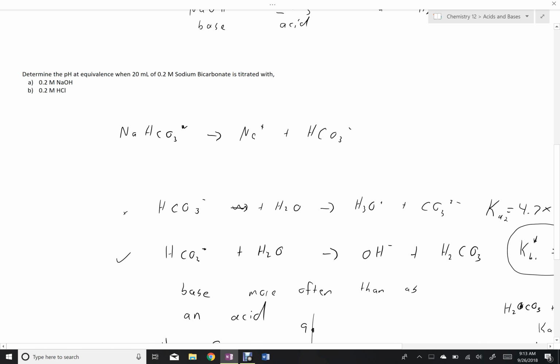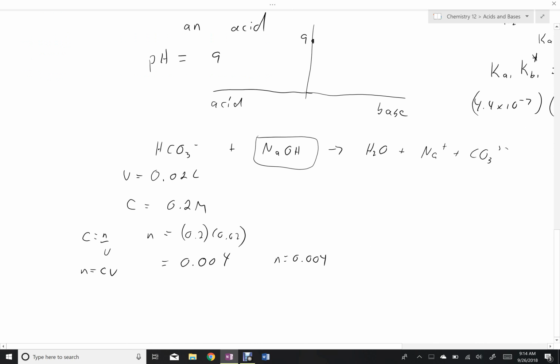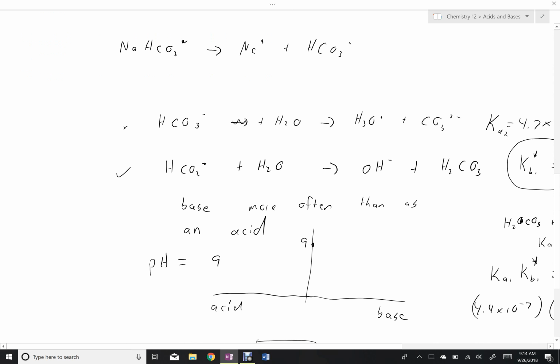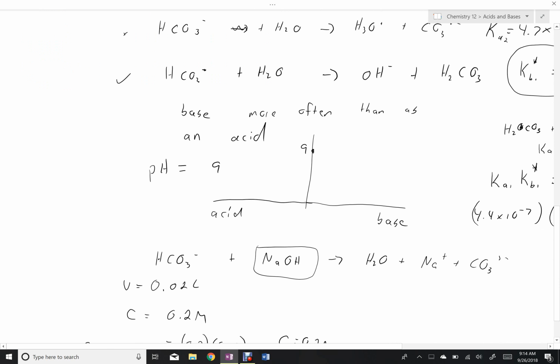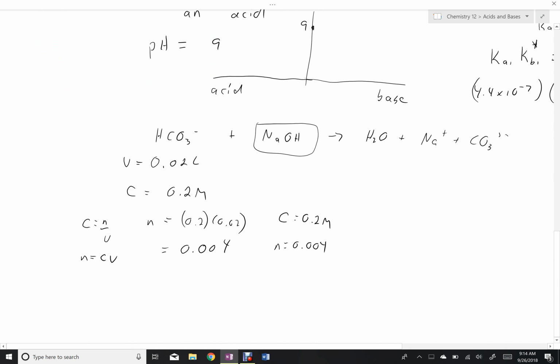I need my volume of that, so I have to keep going with this. My concentration was 0.2 molar. So those are equal, which means my volume is just going to be equal, and I'm going to need 20 milliliters, but I'll just do the calculation anyways. Volume equals n over C, which would be 0.004 divided by 0.2, or 0.02 liters.